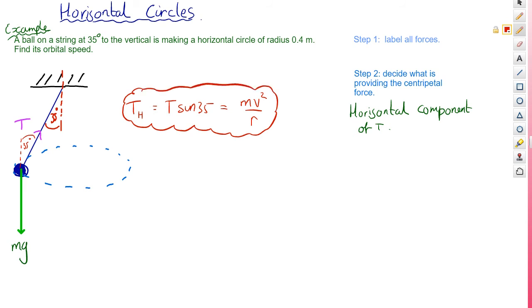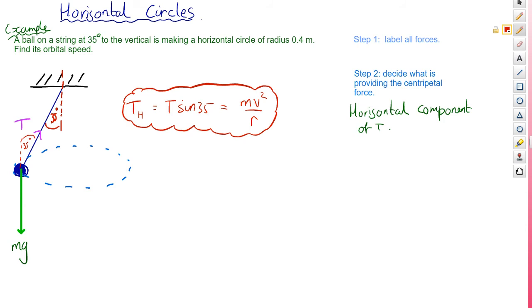Well, to go a bit further, we've been asked to find its orbital speed, and at the moment we've got an equation with radius, which we know, mass we've got no idea, T we've got no idea, so it looks like we haven't got enough information. Let's look at what else we can deduce.